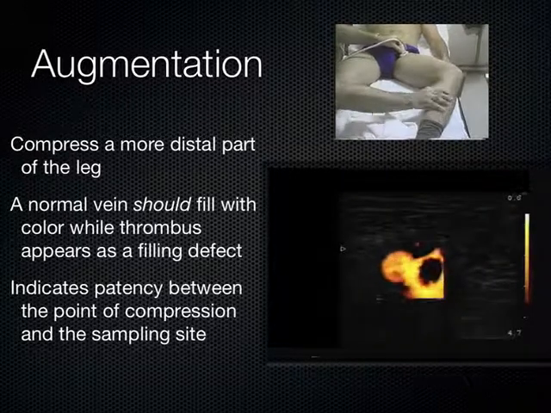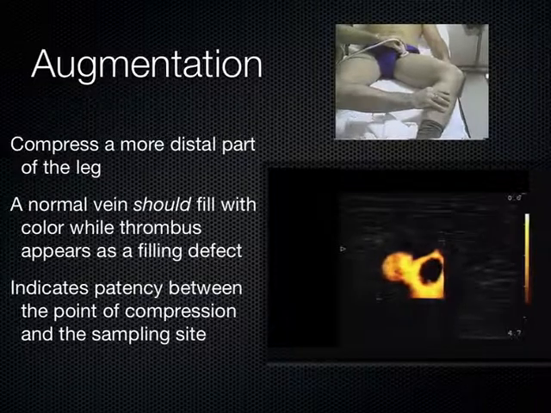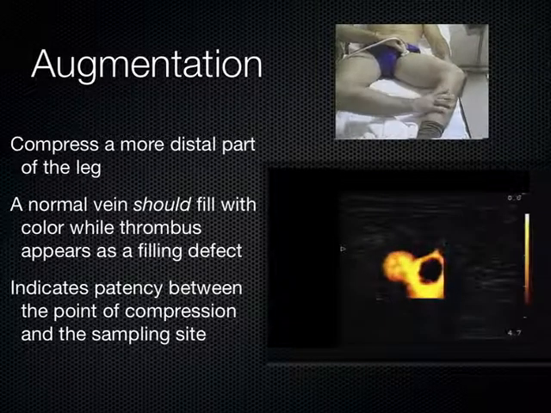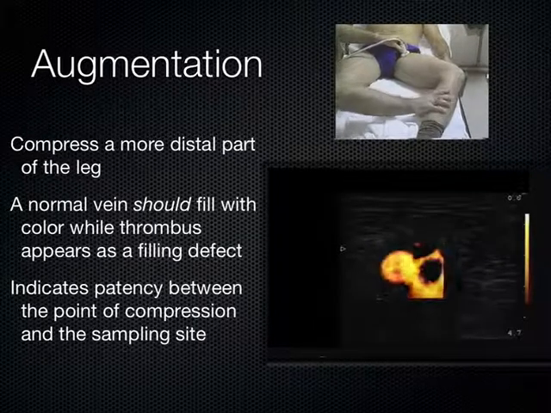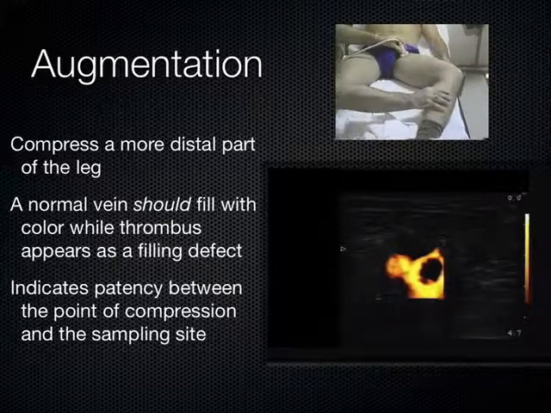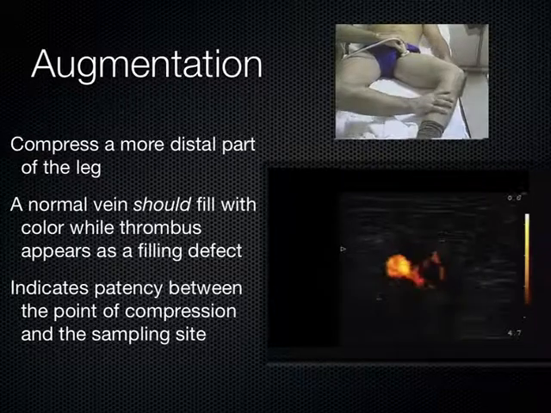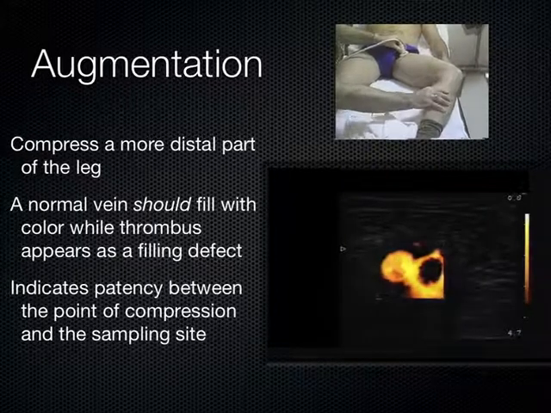And that's the problem. You're making a pretty big assumption there because there's lots of collateral systems that can conduct that flow and pressures in the compartments and stuff that could cause some flow there. So augmentation, while fun to do and occasionally diagnostically helpful, is often misleading and can't be relied upon one way or the other to rule in or out a clot.